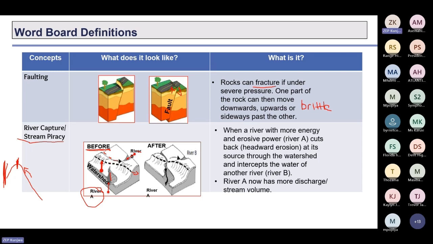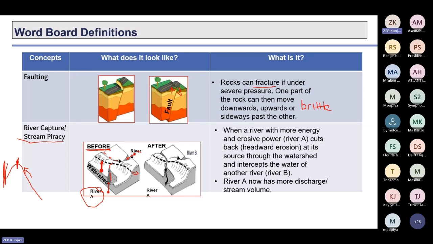Now that erosion is going to go towards this watershed until it breaks through and gets over to the other side. This is where it's going to steal water from river B.